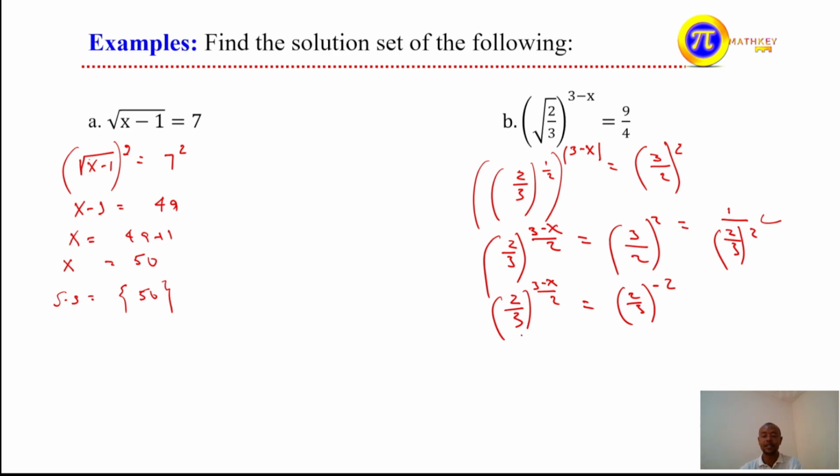Now they have the same base, this 2 over 3, here also 2 over 3. If that's so, we equate the exponents. That means 3 minus x over 2 is equal to negative 2. Here we have 1. When we equate this, that means 3 minus x is equal to negative 4. Solve for x. x is equal to 3 plus 4, which is 7. The value of x is 7, so our solution set is 7.